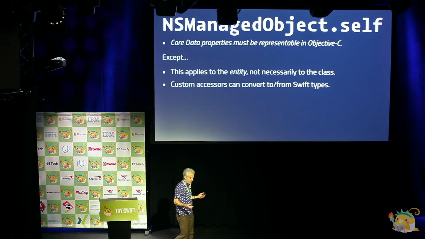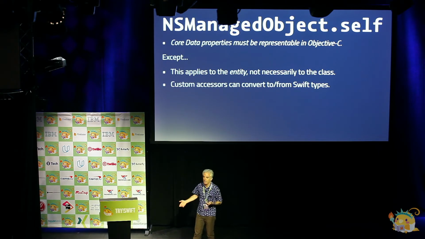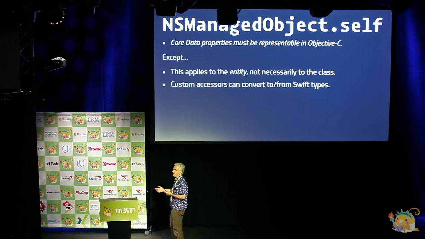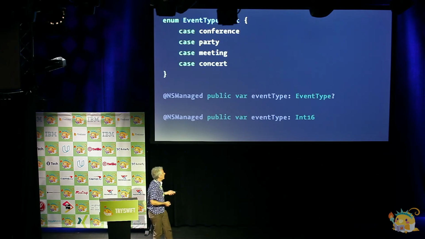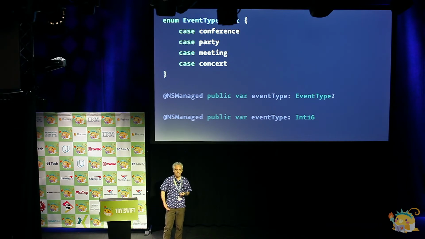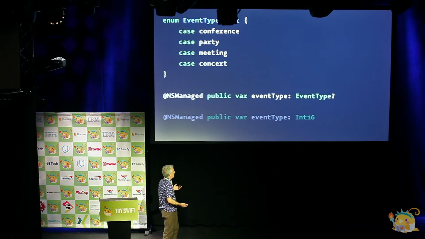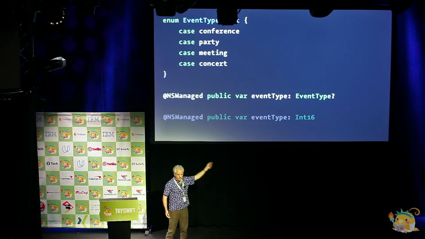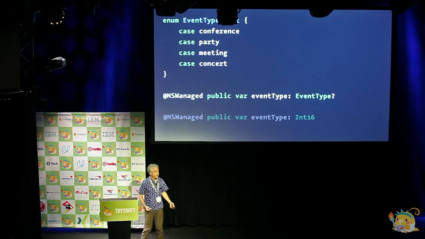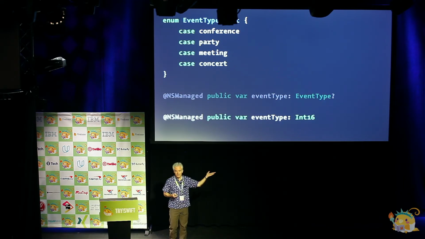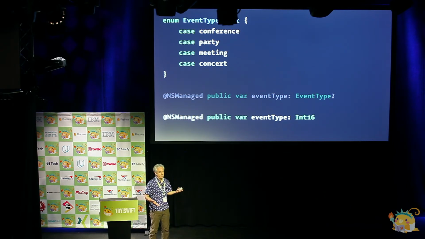If you remember back to like 10 minutes ago, I said that Core Data properties must be representable in Objective-C, but that's just for the entity. That's not actually for your class. The class does that by default from Xcode, but you don't have to do that yourself if you don't want to. So you can do something like this: I have a simple enumeration, and I'd like to save this in my Core Data model as a property. What I'd like is a property called eventType, which is my enumeration. What Xcode is going to give me by default is instead this, an Int16, which is a pain because it can take any valid integer value, not just things from my enumeration.